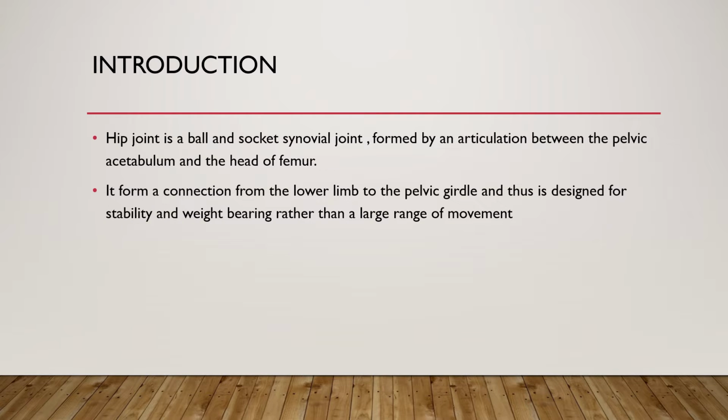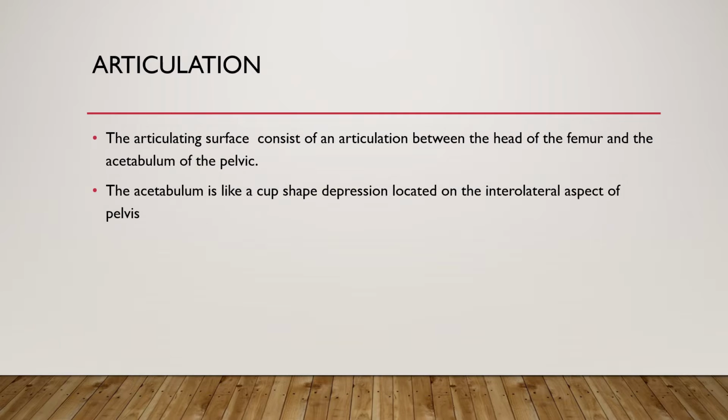The hip joint is a ball and socket synovial joint formed by an articulation between the pelvic acetabulum and the head of the femur. It is a connection from the lower limb to the pelvic girdle and thus is designed for stability and weight bearing rather than a large range of movement.